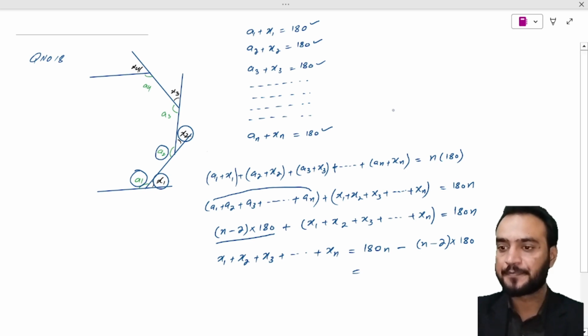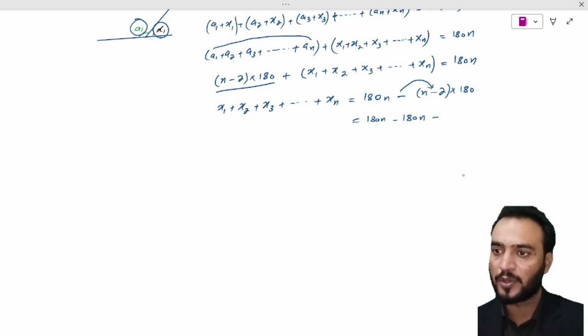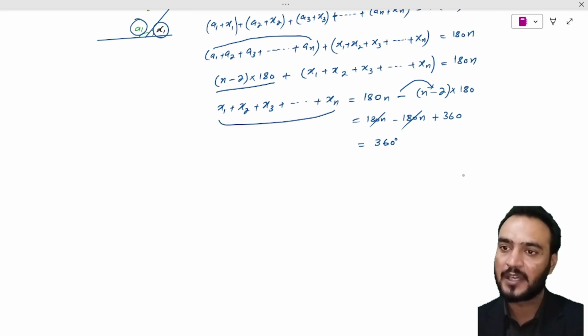Simplifying this, we have 180n minus, multiplying n with 180, we get 180n minus, when multiplied with this minus, it becomes positive, 180 times 2 is 360. These terms cancel each other and we get the answer, which is equal to 360 degrees. Hence it is proved that the sum of all the exterior angles of this polygon is equal to 360 degrees.